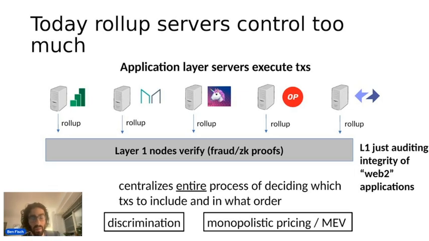Essentially, the way that rollups look today, with centralized servers that are doing both the proving and the entire process of deciding which transactions to include, the L1 is just now auditing the integrity of what are essentially Web 2 applications. So we've removed the major role of the decentralized layer 1 to decide and manage the process of which transactions get included and in what order, and they're now just verifying and following along what each of these Web 2 applications are doing, and that's not a good situation to be in.